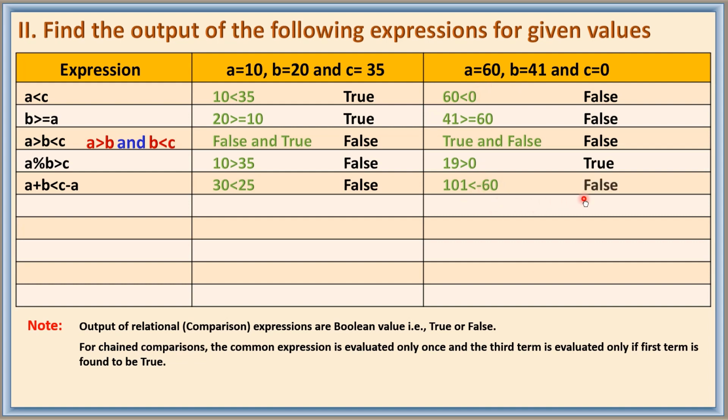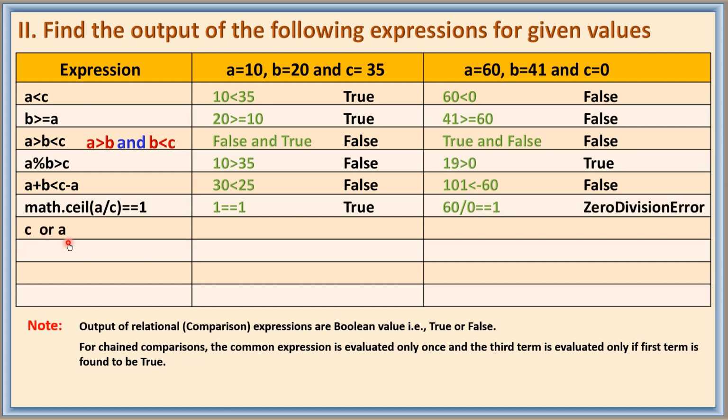So this is false. Next we have math.ceil of a divided by c, which is equal to 1. Equal to is the comparison operator here, double equal to is given. First it will divide a by c, so that will be lesser than 1, 0 point something will come. When it is rounded up, it will be 1, and 1 equal to 1 is true. Here, if you see 60 divided by 0, it is not possible, so it will show a zero division error.